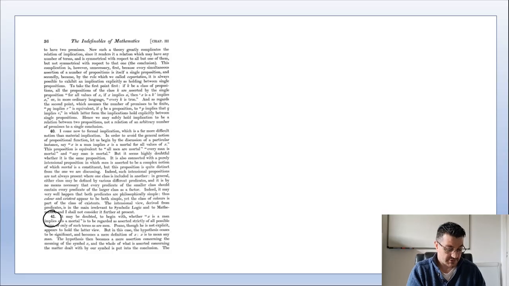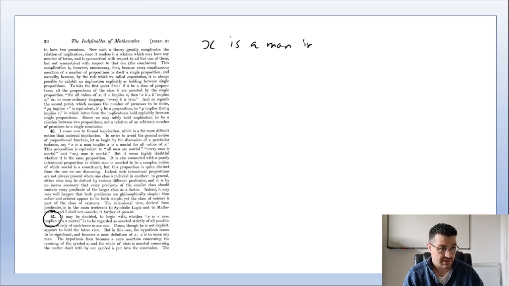So section 41. It may be doubted to begin with whether "X is a man implies X is a mortal" is to be regarded as asserted strictly of all possible terms, or only of such terms as are men. So Russell's going to make a bit of a big deal about this. Let me get my writing pad sorted. X is a man implies X is a mortal.